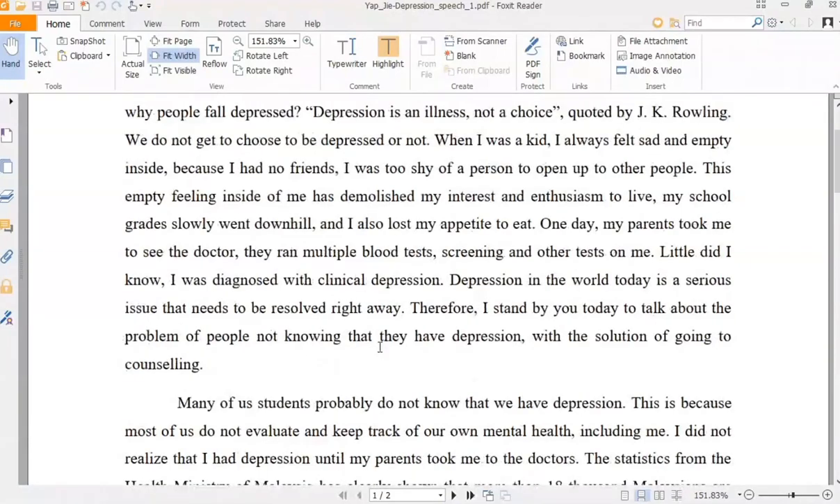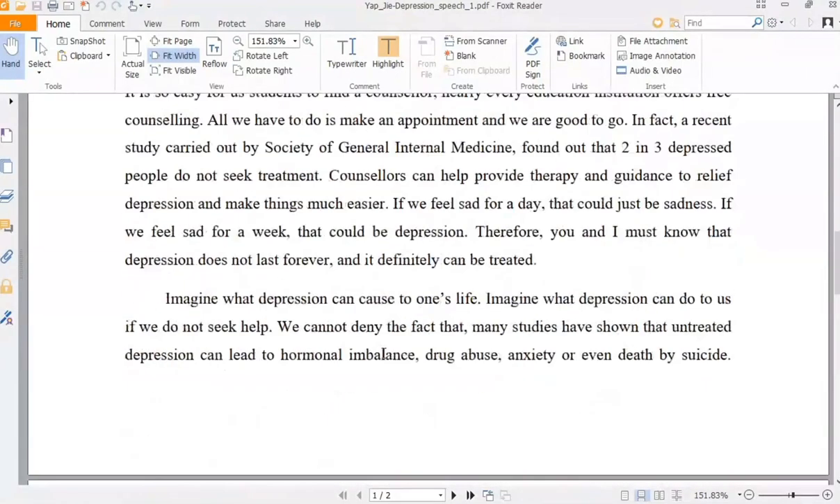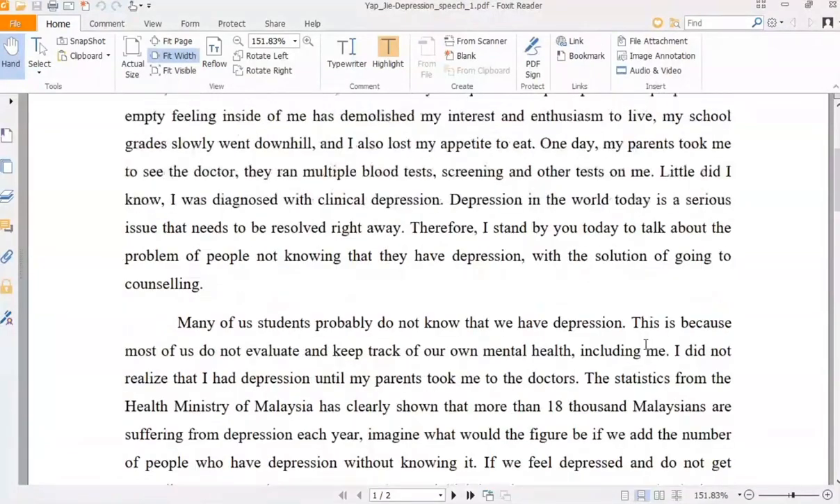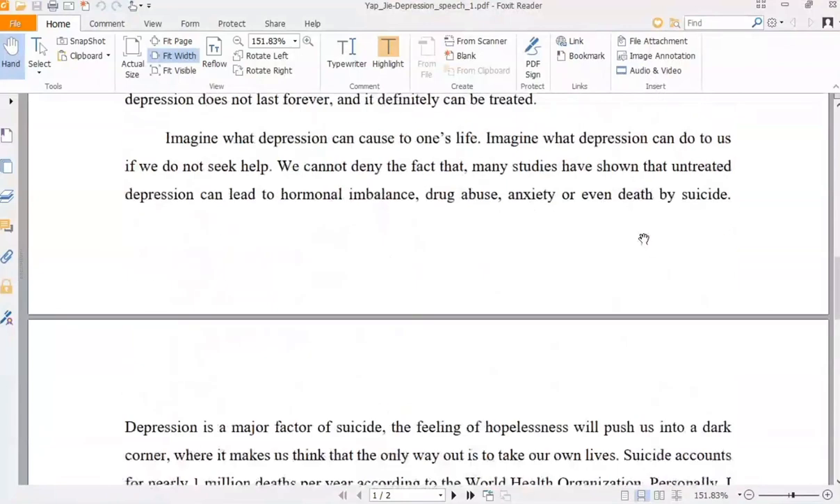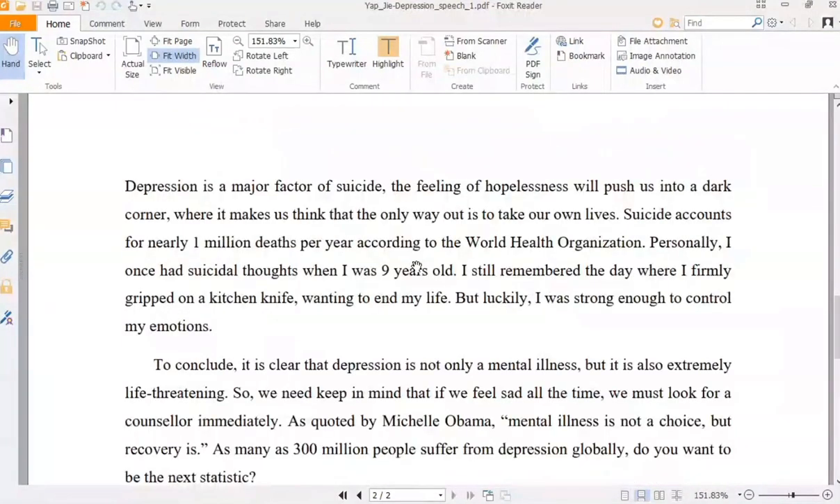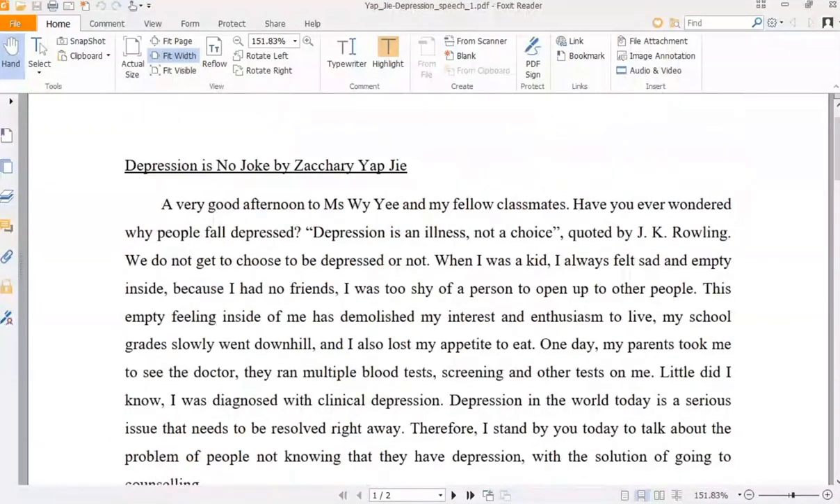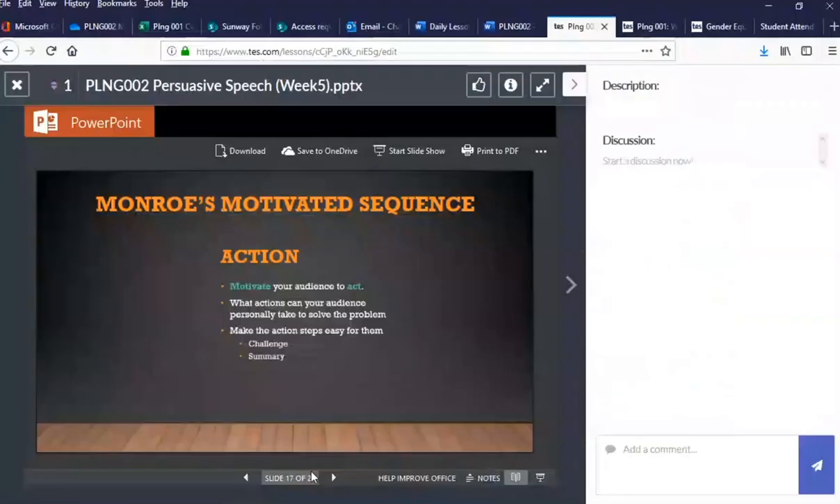Okay, so this is how you should write as well. Okay, notice that he has repetition here. Imagine what depression can cause to one's life. Imagine what depression can do to us if we do not seek help. Why do we repeat? We repeat because audience can feel the rhythm and they can remember better. Okay, so this is what you should do as well. Okay, can you see this is a very good persuasive speech that is written by my former student Yap Jae. Okay, so you should also be writing something like this.